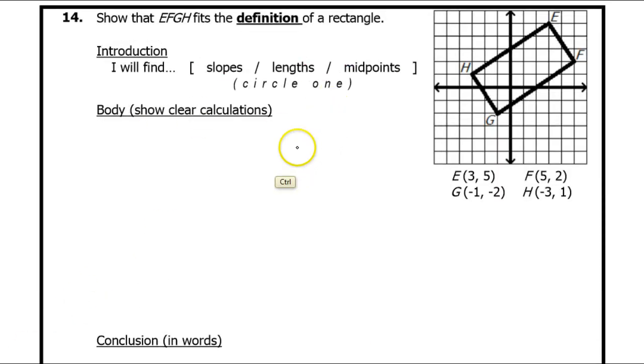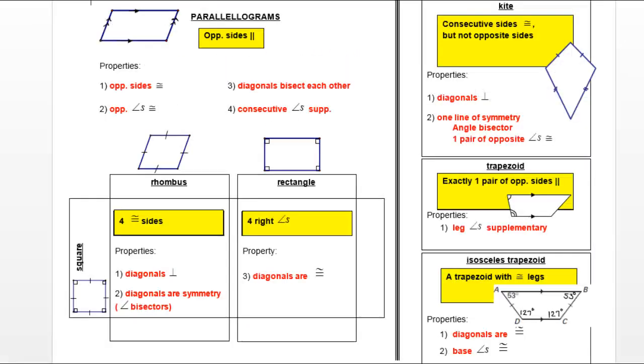Okay, for number 14, this is one of those proofs. And we need to have the introduction, the body, where we show the calculations, and a conclusion. All right, we're supposed to show that quadrilateral EFGH fits the definition of a rectangle. So right away, first you have to know what the definition of a rectangle is. Hopefully you know that a rectangle is a quadrilateral with 4 right angles.